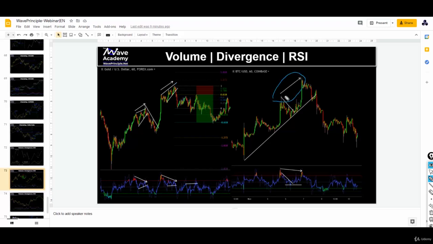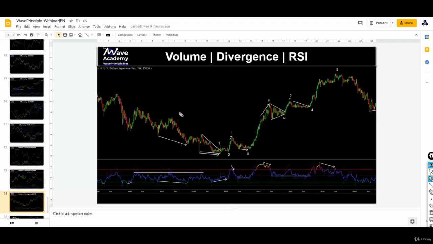Here we can see another divergence with these two tops, and what happens after that is that the price broke below this trend line and the price goes down. In this example here, we can see that these two lows don't have divergence, so that means a new low is coming, and it did. 1, 2, and 3, and now you have divergence in an ending diagonal form, and then it moves up.